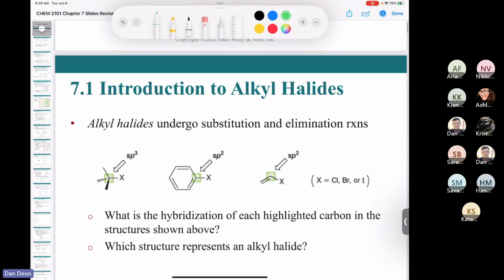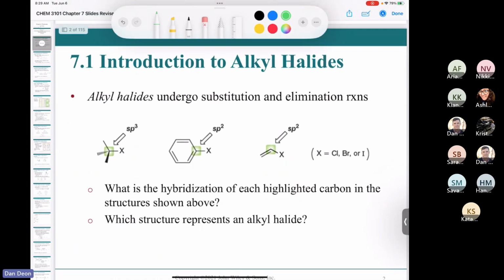So let's start off here with an alkyl halide. An alkyl halide is a halide that is attached to an sp3 hybridized carbon like this here, okay? Something that looks like this is an alkyl halide, and that's going to be a huge focus for us in this chapter. If you look at these two here, this one is called an aryl halide, and this one is a vinyl halide. Those are not alkyl halides, and so we don't really worry about those whatsoever in this class.